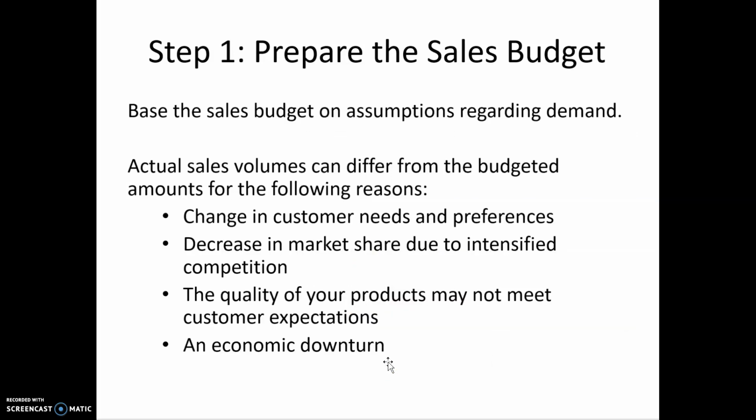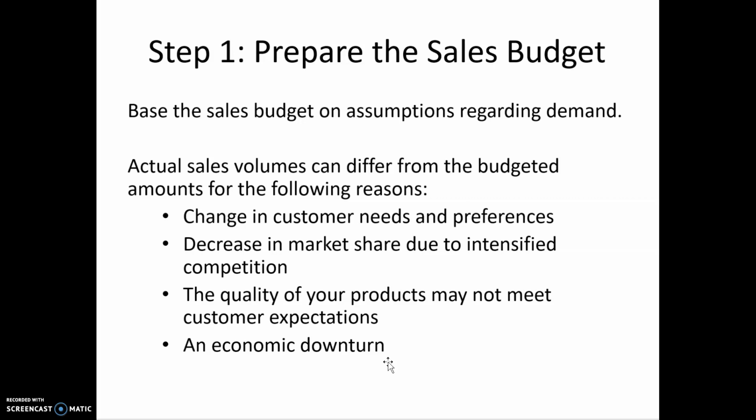Okay. But we will then find out that as we operate, our actual sales volume is probably going to be different from the budgeted amounts. Right? There could be a change in demand, a decrease in our market share. Perhaps some competitors enter the market. There could be an economic downturn, right? We can look at what happened with COVID-19 and the shutdown. What did that do to everybody's budgets?